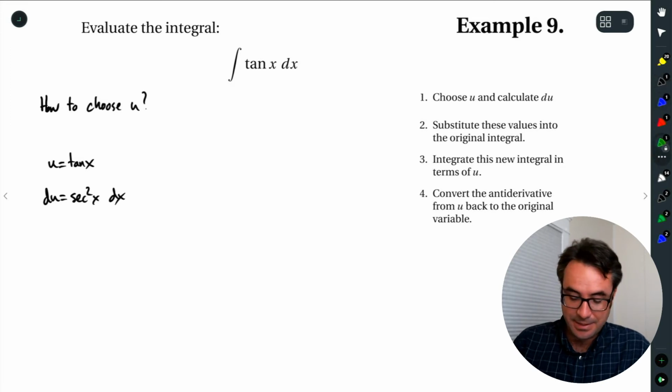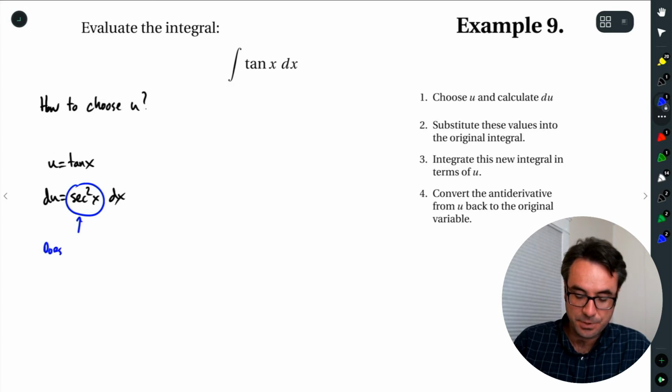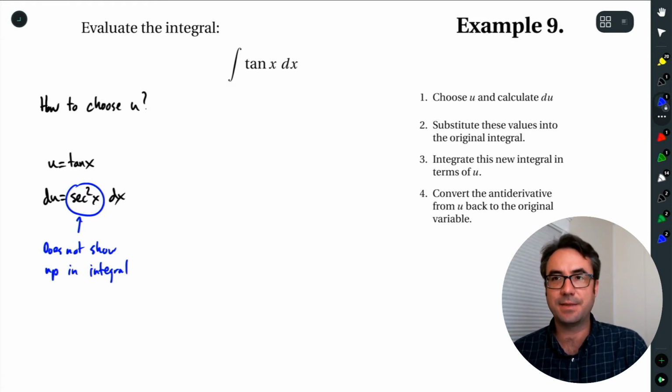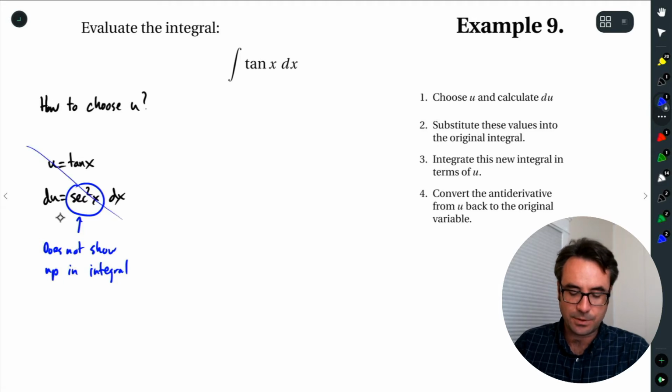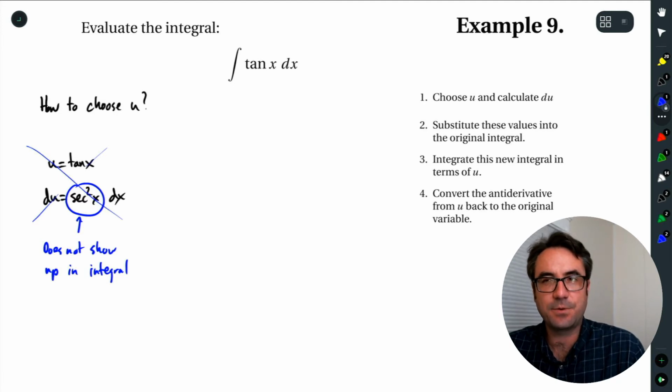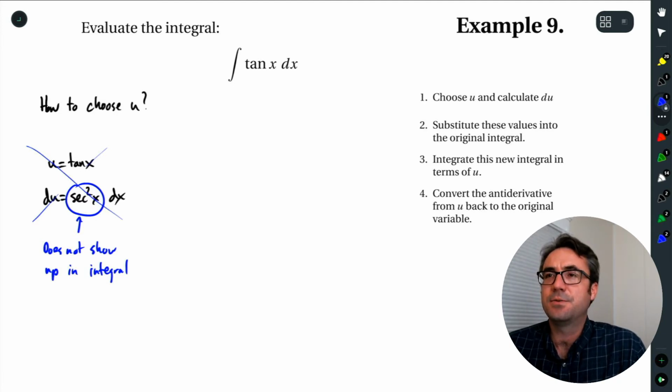So most likely, this is not the correct approach. It's worth a try. So maybe if we got really creative, we could make this work. But if we're just kind of going through ideas, we want to look for something that is hopefully obviously going to work. And when we get this differential, the secant squared doesn't show up anywhere, so it probably isn't going to work. So we're going to cancel that out. Maybe if we're creative, we could get it to. I don't know. We want to try something else.